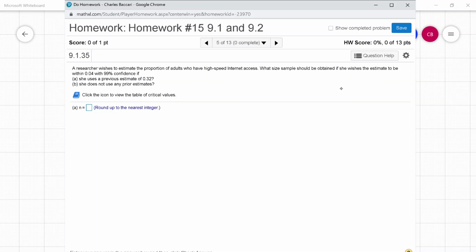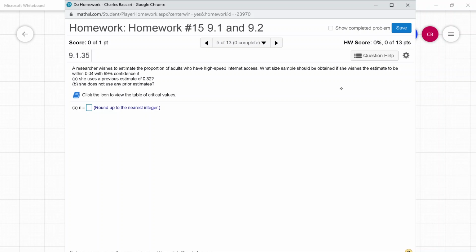So what they're asking you to do here is find n, which is going to tell you how many people you should be polling if you want the following parameters for your survey. If you want a 99% confidence interval with a 4% margin of error, then you use the previous estimate to determine how many people you should be polling in order to know that your data is actually going to be good. It'll be within 4% at 99% confidence of the true proportion of adults who have high-speed internet access.